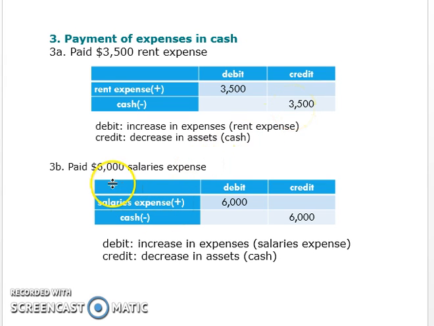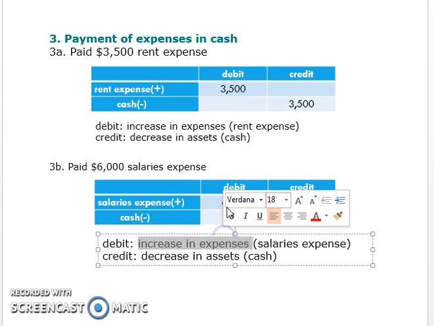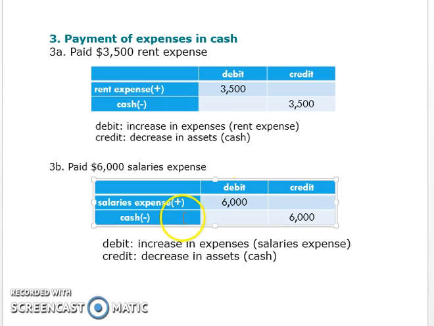In the next transaction, paid $6,000 as a salaries expense. Also in this case our expense in the form of salaries increases, so as per the rule whenever an expense increases we need to write on the debit side. Also our cash balance decreases. As per the rule, when an asset decreases, we need to write on the credit side.